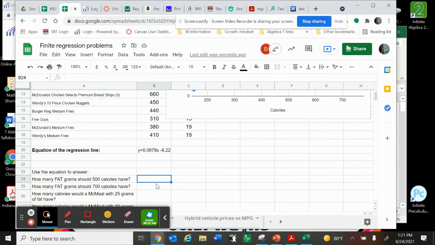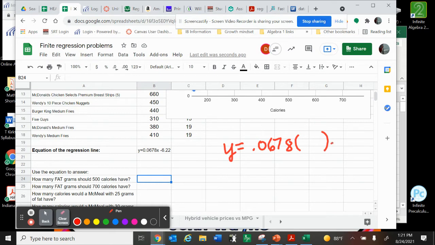So if it says how many fat grams should 500 calories have, I can use my equation to calculate. So I just start with my equation and I can plug in x. So if x is calories, I do 0.0678 times 500. So 0.0678 times 500 minus 6.22, and that gives me 27.68. So I'm going to come back here and type this in.